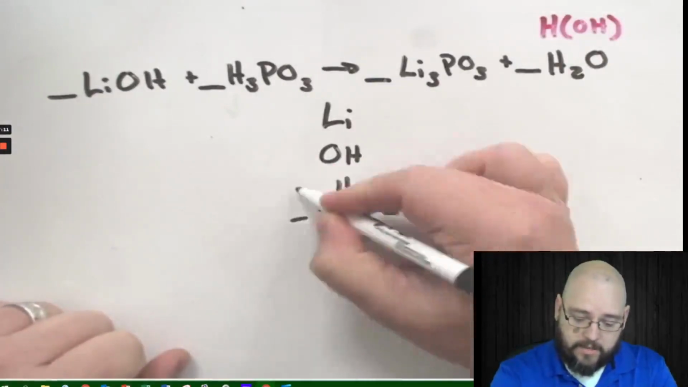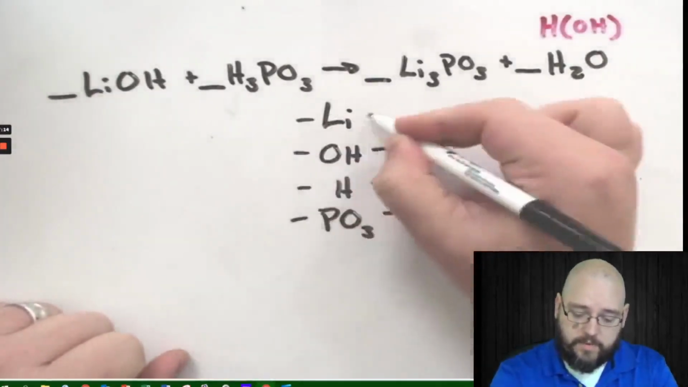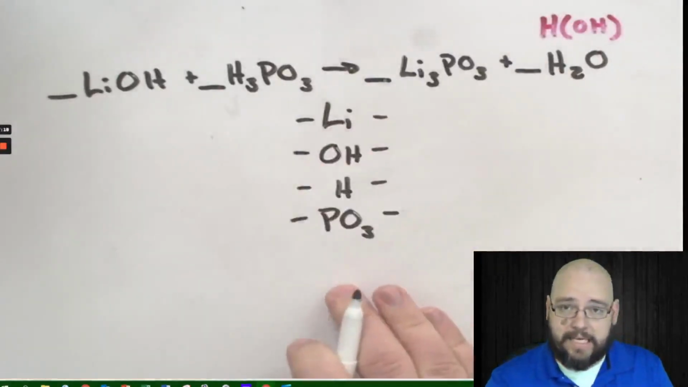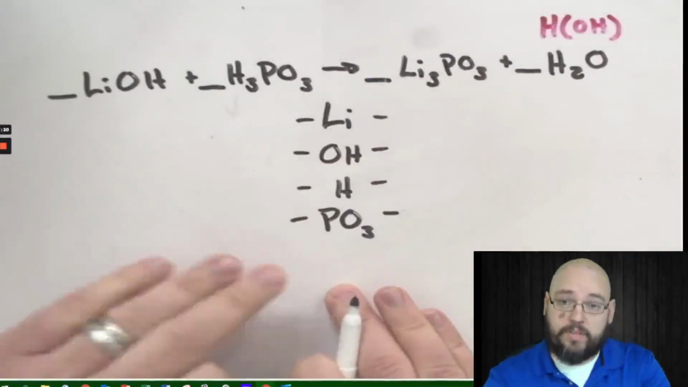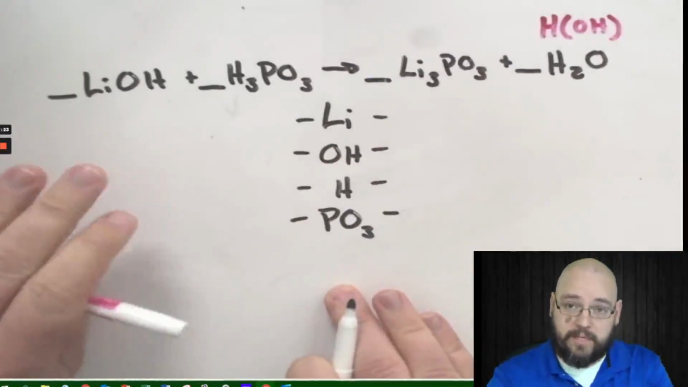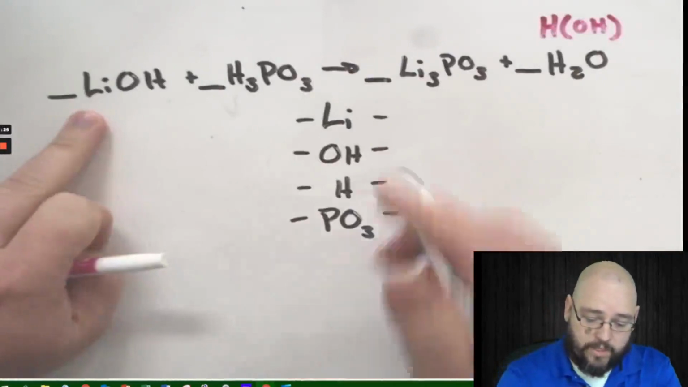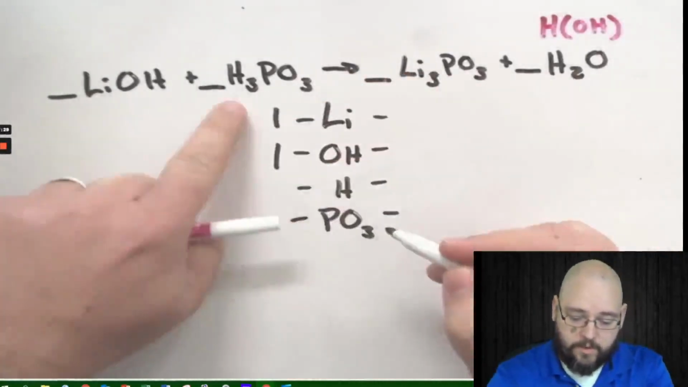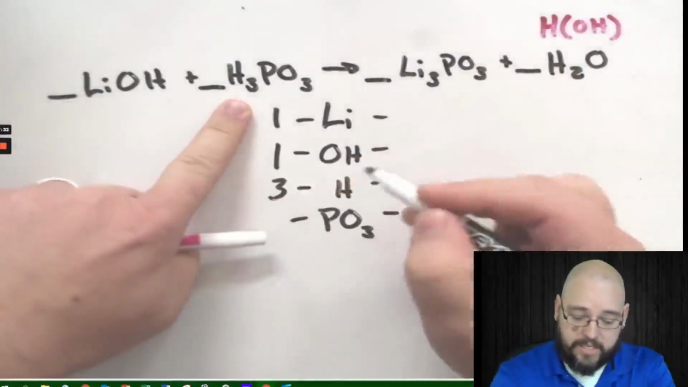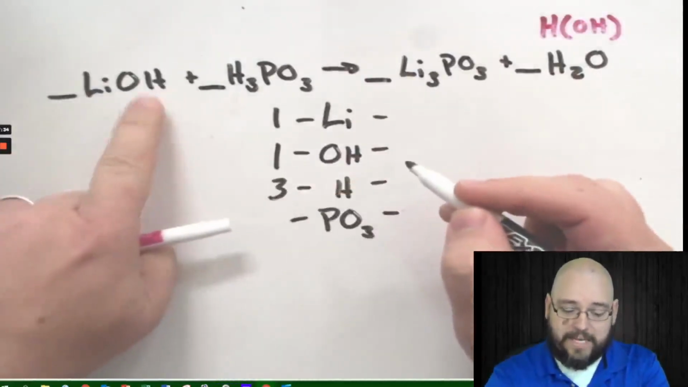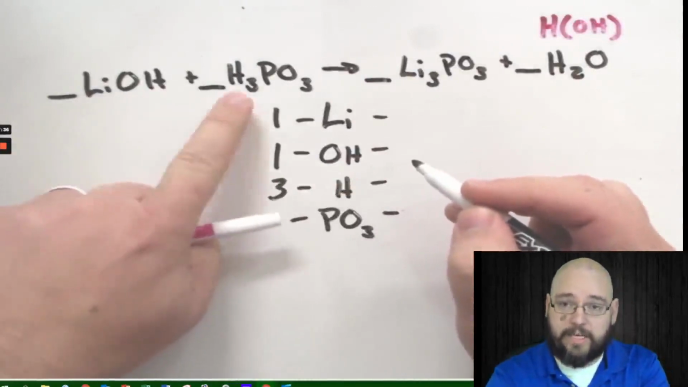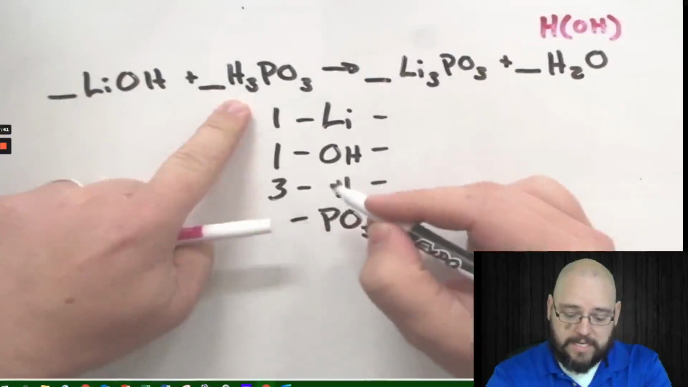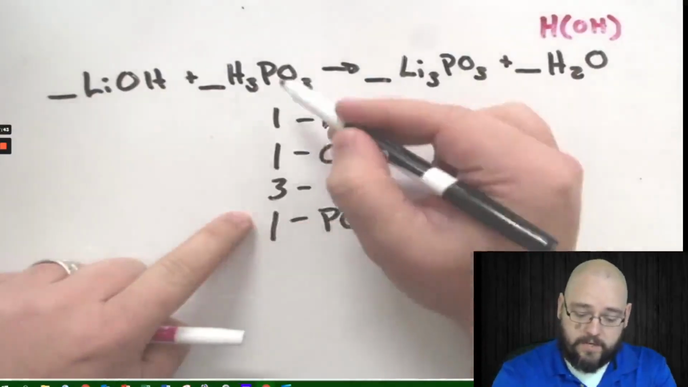So you'll notice I wrote down the formulas of the polyatomic ions down here, and I'm treating them like an element in this case. So on the left side of my equation, now it's time to balance. On the left side of the equation, I have 1 lithium, and there is 1 hydroxide. There are 3 hydrogens. Now again, there's a hydrogen there, but that hydrogen is part of the hydroxide. So I'm only counting the ones that are not part of the hydroxide. So I have 3 hydrogens here, and then there's 1 phosphite.